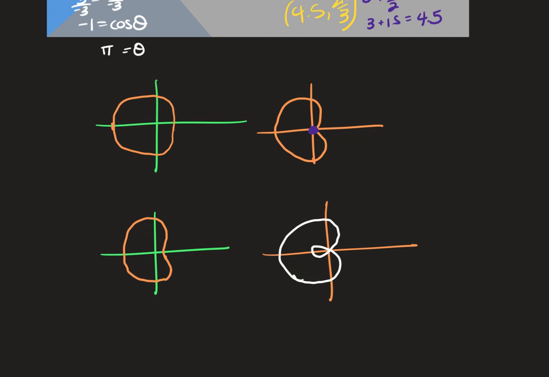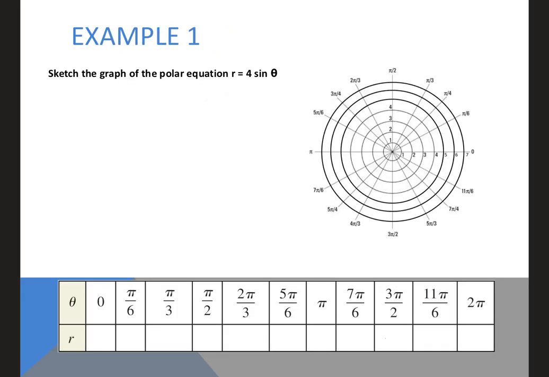Questions on the one we just did, because we're going to add roses. Okay.